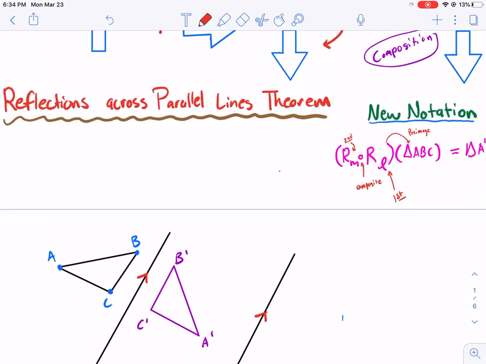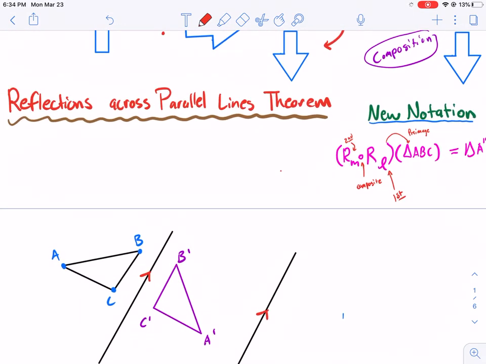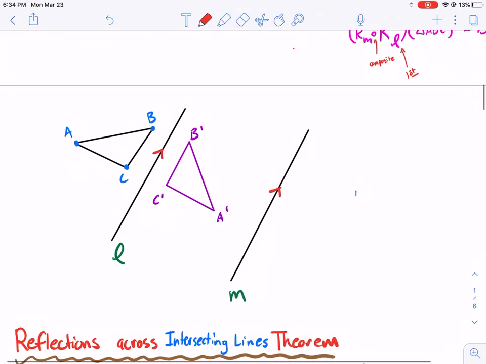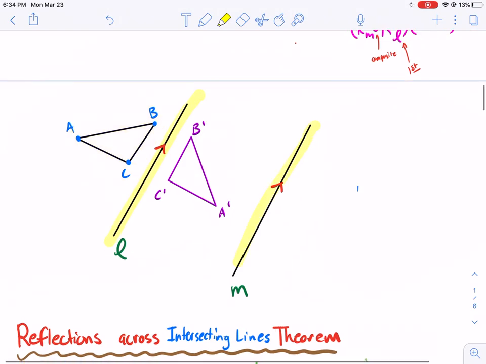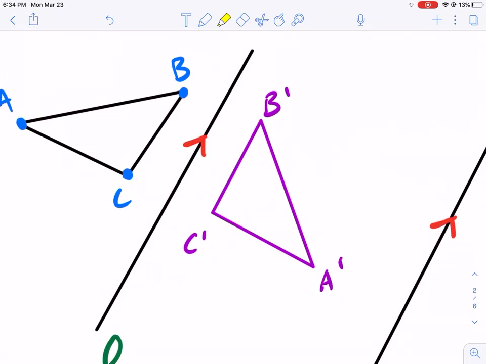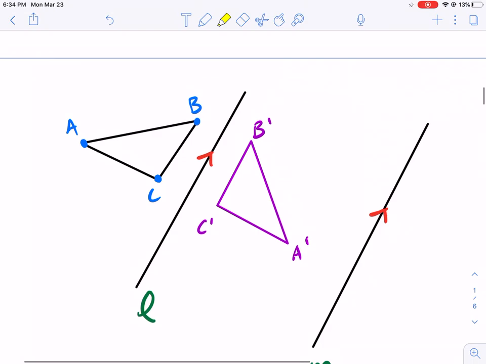Okay, back to the reflections across parallel lines theorem. Let's take a look. Here's our preimage, ABC, and we have two parallel lines, line L and line M. What happens if we reflect ABC over the line? Well, it's the mirror image. It's like yourself looking in the mirror: you scratch your right ear, and the person in the mirror is scratching their left ear. Whoa, what is going on? Don't worry, it's just the mirror image.